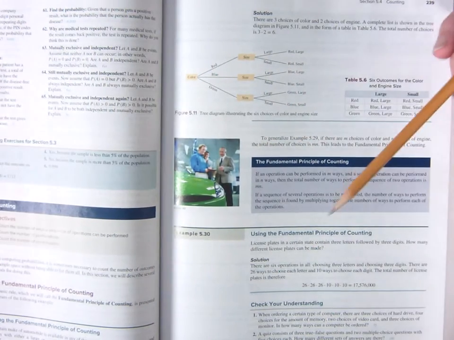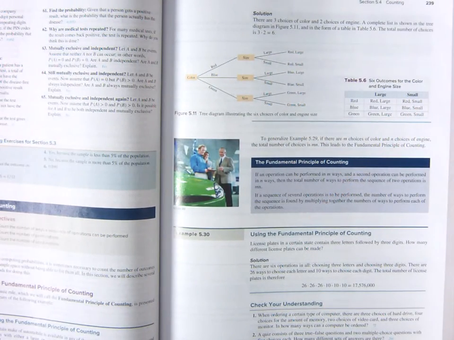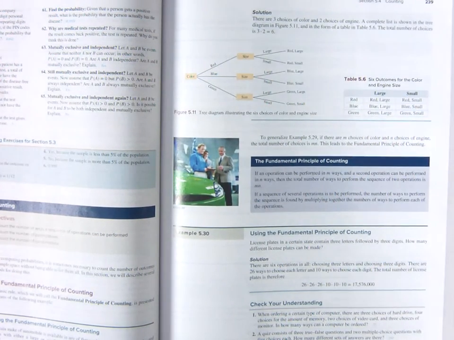But anyway, using the fundamental principle of counting, let's take a look at this: a license plate in a certain state contains 3 letters followed by 3 digits. How many different license plates can be made in a certain state?